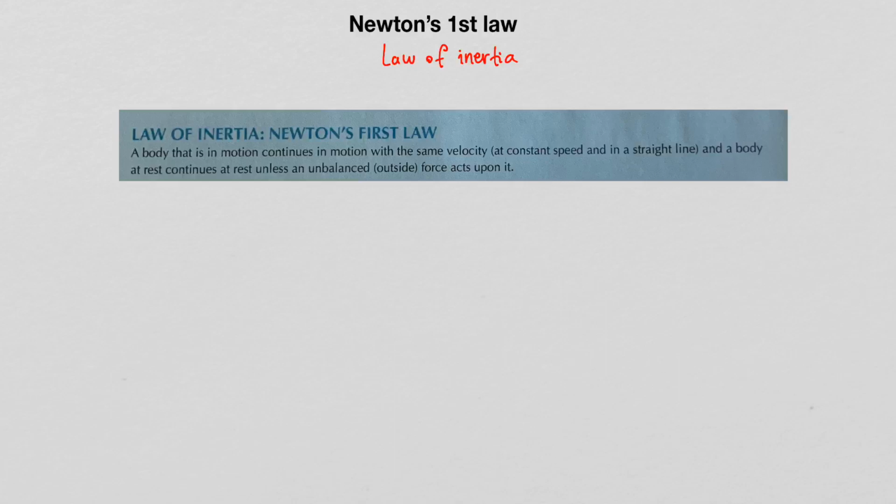So let's first talk about the first part of the statement. A body that is in motion continues in motion with the same velocity, which means at constant speed and in a straight line, unless an unbalanced or outside force acts upon it. So what was velocity? Velocity was the speed with which an object moves in a particular direction. That means that if the speed changes, or if the direction changes, or both the speed and direction of motion change, we are now discussing a different velocity.